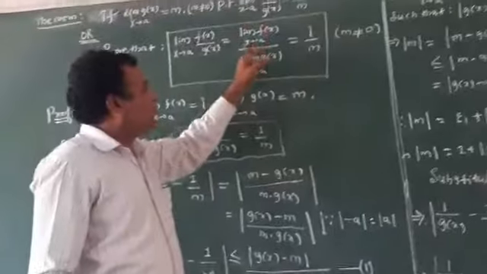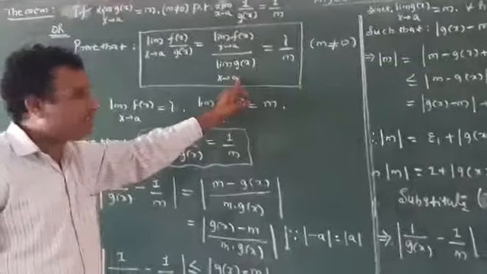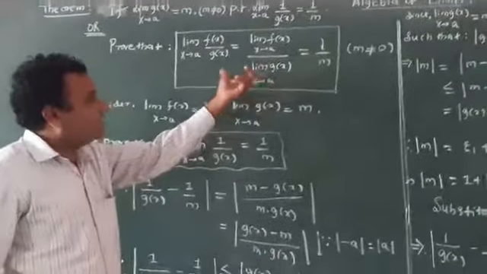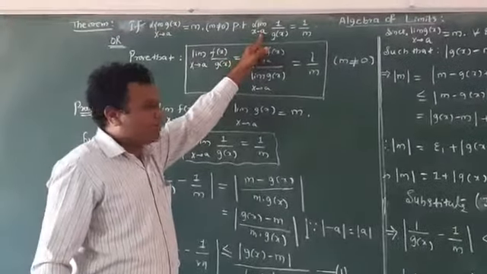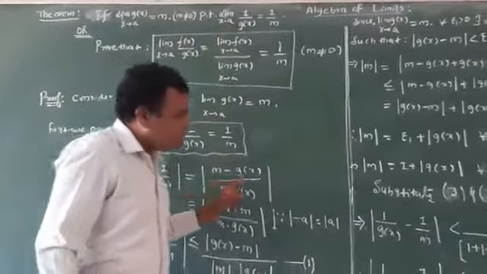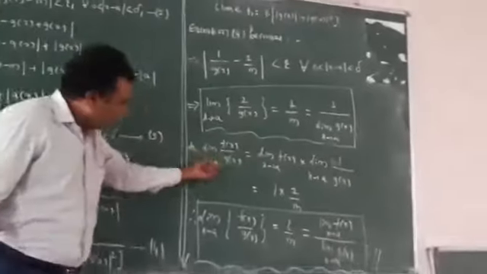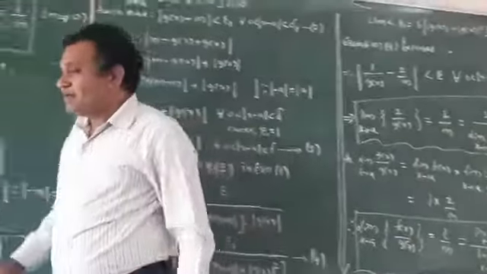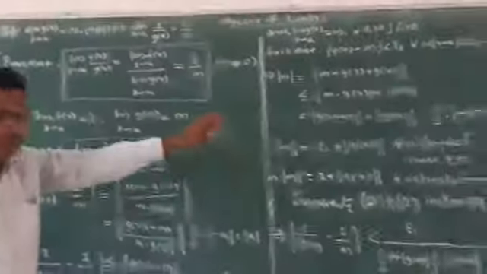Limit of f of x by g of x as x tends to a equals limit of f of x as x tends to a divided by limit of g of x as x tends to a, which equals L divided by m. In order to prove this result, first you have to prove the previous one. If you substitute that value into it, we get the second one. So for these two proofs you have to refer to the same proof.